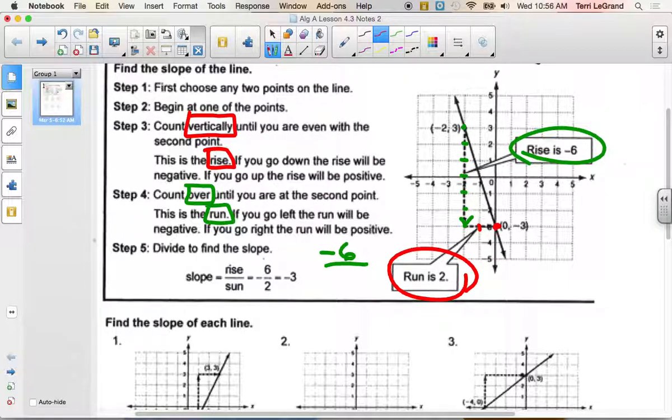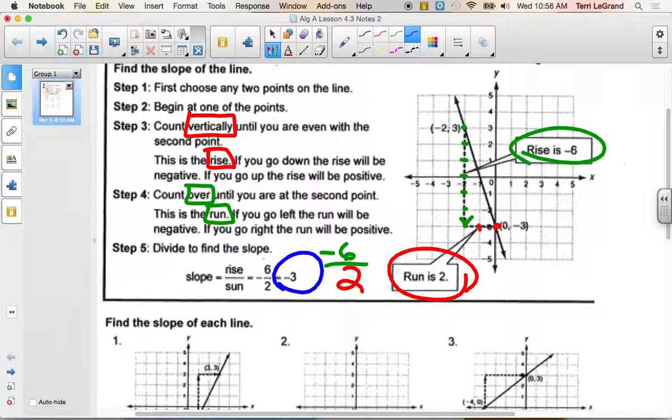Why is it a +2? Because we went to the right. Why was the 6 negative? Because we went down. So the direction makes it positive or makes it negative. So then the 2 is downstairs, and then we simplify that. We divide it out if we can. What is -6 divided by 2? It'd be -3. So the slope of this line is -3, right?